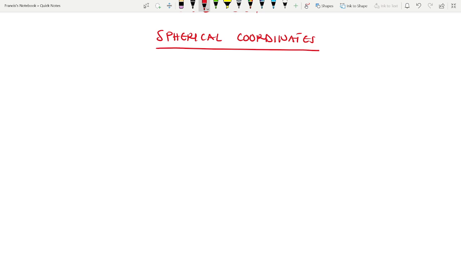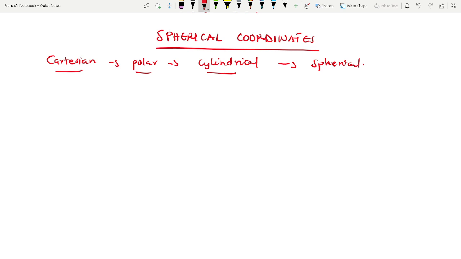In this tutorial, I'm going to take you through spherical coordinates. So from the evolution of coordinates, we started from Cartesian, we moved to polar, right? From polar, we moved to cylindrical, and finally we are on spherical. So we've tackled these in our previous lectures.